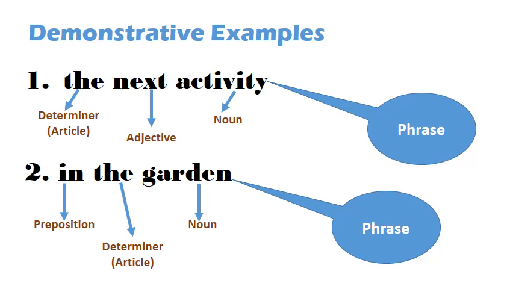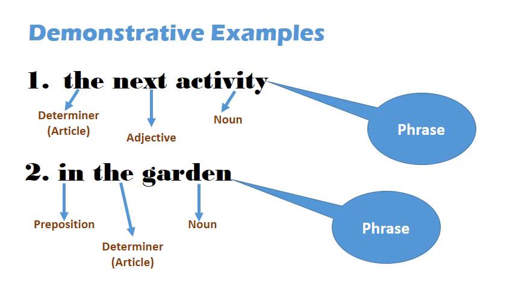In example 1, the group reads, "The next activity." We need to break the group into single words and find the word classes. So, the first word, the, is a determiner, which is also called article. The second word, next, is an adjective in that group. Then, the last word, activity, is a noun. We cannot find a verb that follows the noun immediately. So, example 1 is a phrase.